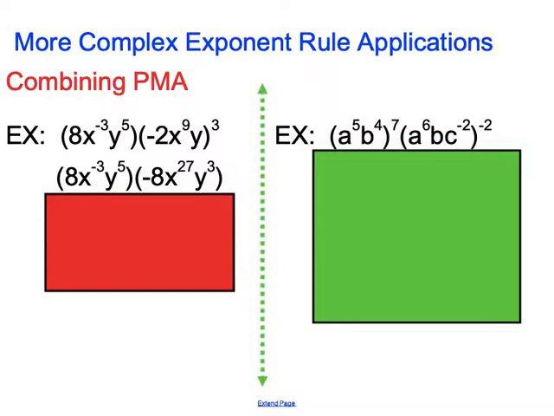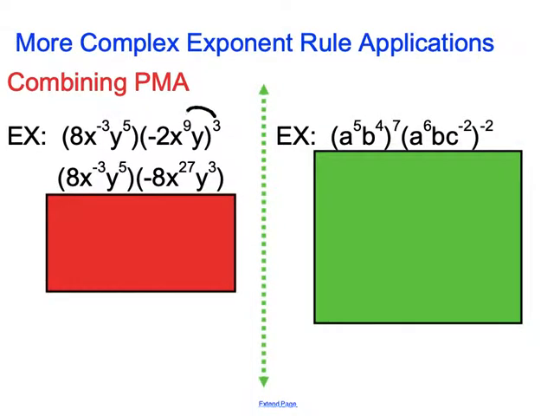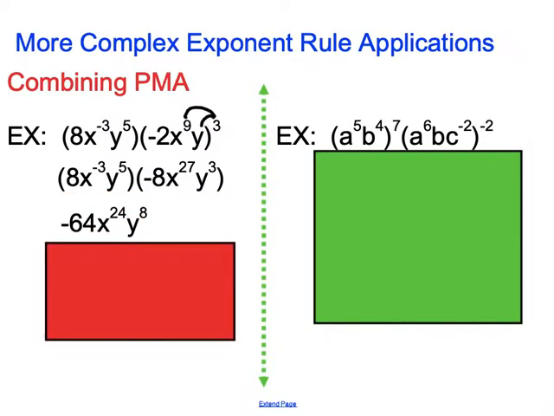So negative 2 to the 3rd is negative 8. Power to a power, we multiply. So 3 times 9 is 27. Y to the 3rd. Now we have the same base, so we're going to add the exponents. We multiply the numbers first. 8 times negative 8 is negative 64. Negative 3 plus 27 is 24. And 5 plus 3 is 8, and we are completing that problem.